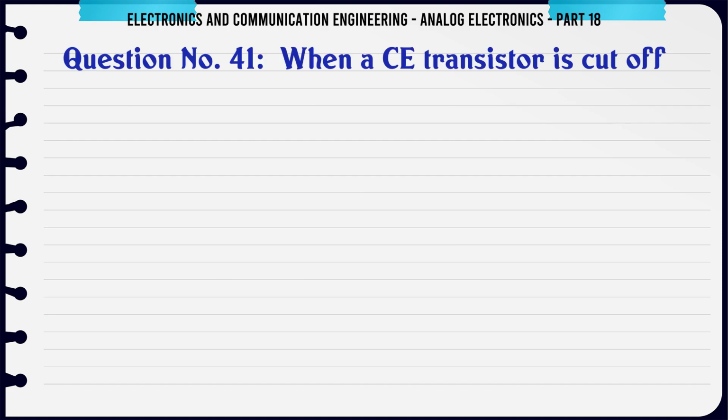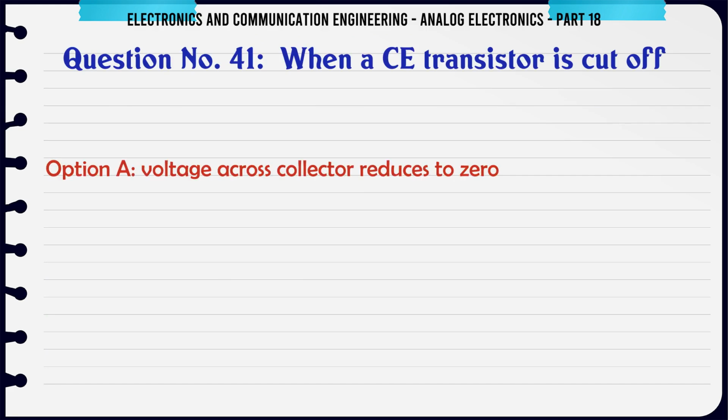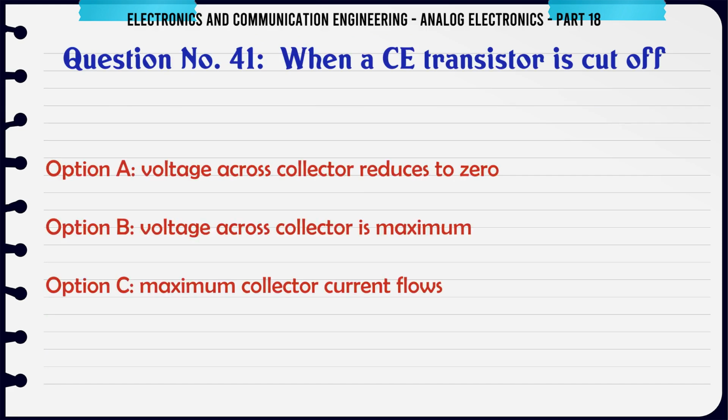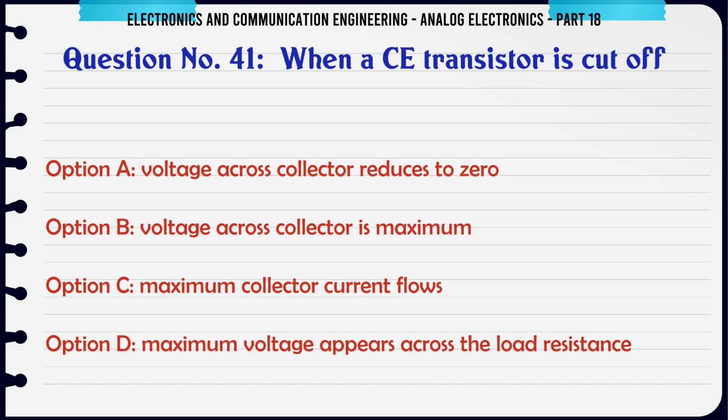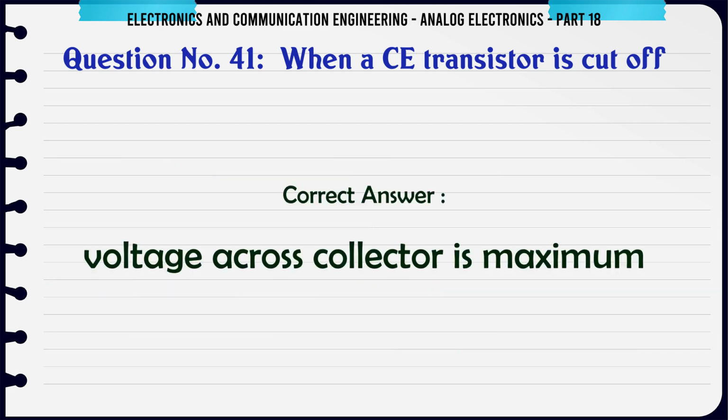When a CE transistor is cut off, A. Voltage across collector reduces to 0. B. Voltage across collector is maximum. C. Maximum collector current flows. D. Maximum voltage appears across the load resistance. The correct answer is voltage across collector is maximum.